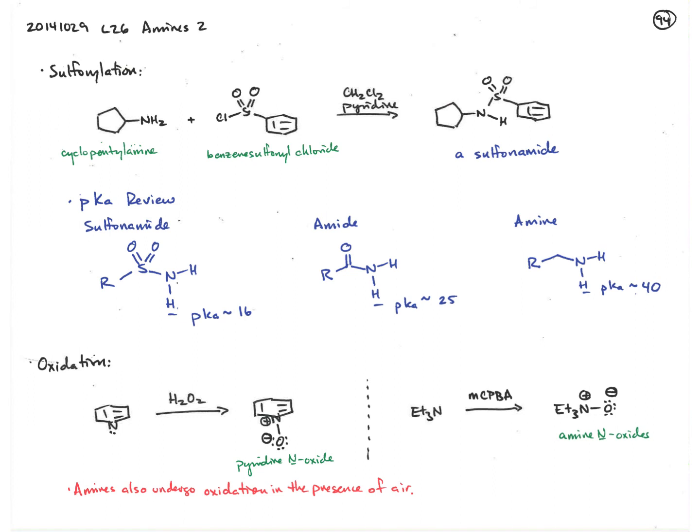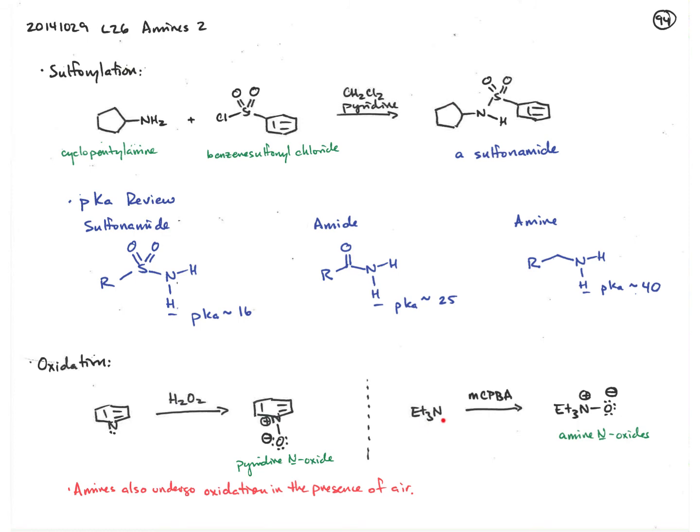So another reaction of amines is oxidation. So here's pyridine. Again, imagine benzene and substituting one of the CH groups for a nitrogen. The lone pair on the nitrogen is nucleophilic. If we react that with an oxidant, hydrogen peroxide, we will form an NO bond. So this is called pyridine N-oxide. So these are pretty common oxidation products that can even happen in the presence of air.